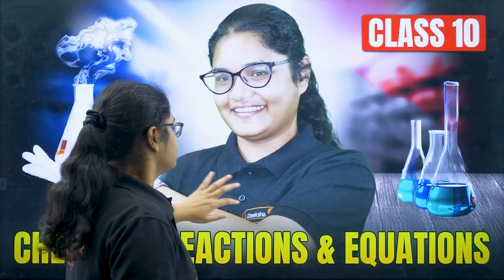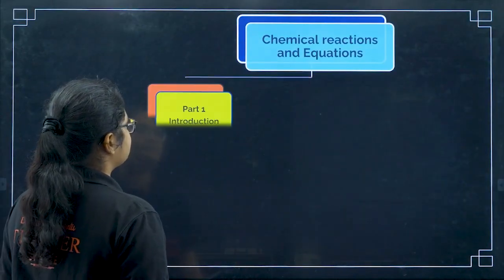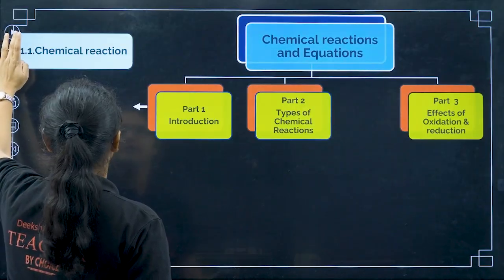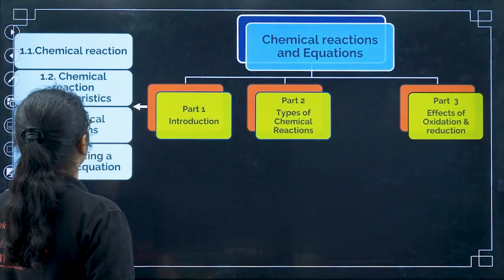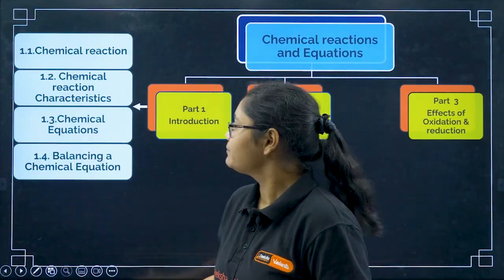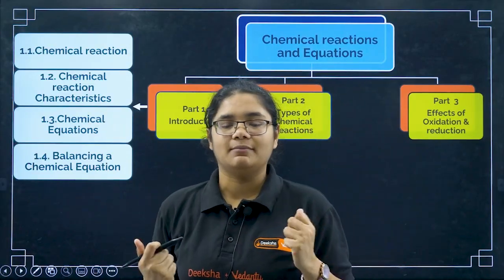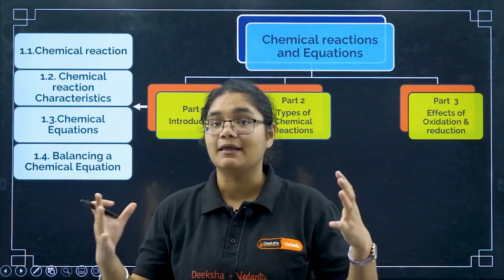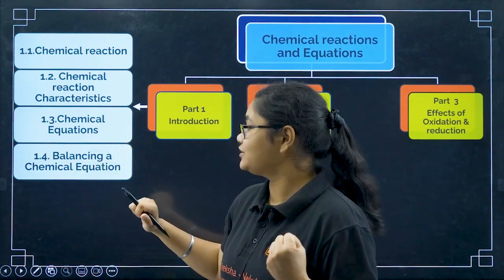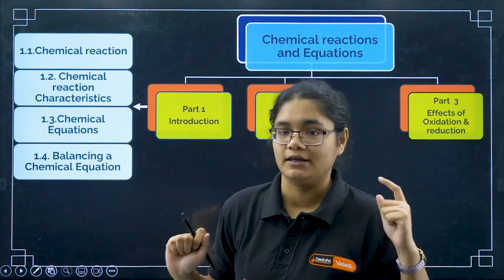Okay. So what all things do we have in this particular chapter? I have divided this chapter into 3 parts. In the first part, we will be talking about chemical reaction. What do you mean by chemical reaction? What are the characteristics of a chemical reaction? Means how will you know the chemical reaction is happening? Then what is a chemical equation and how to balance a chemical equation.